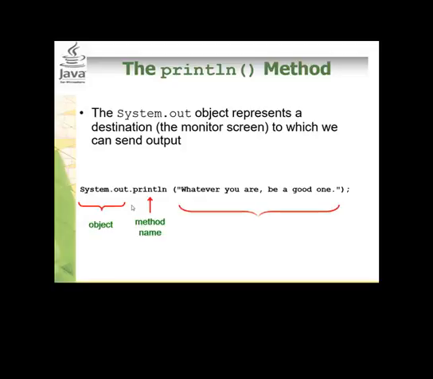The second most used method is println, handled by System.out. You can see that I always use System.out.println. This basically prints out a value or string to the screen or to the terminal. It is an object representing a destination to which we can send output. Whatever you put inside the string parameter will be shown on the terminal.